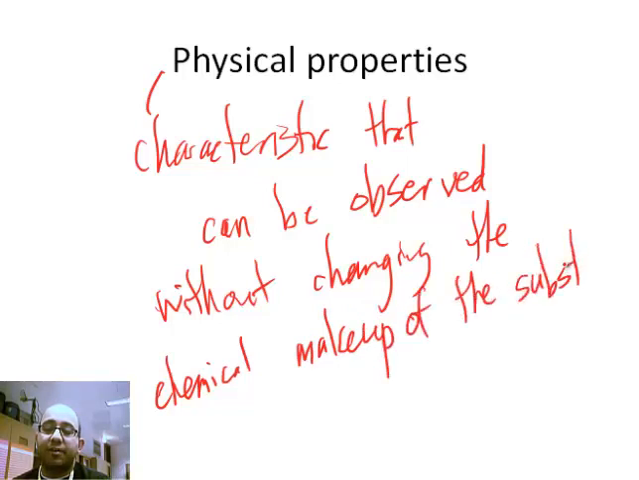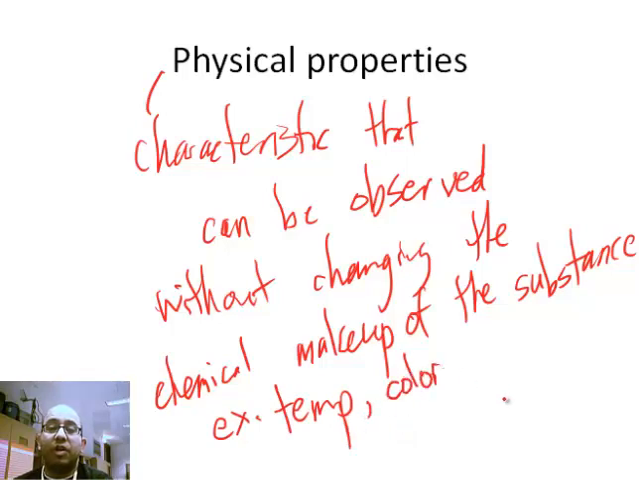So this means that when you observe it, it doesn't actually change itself. So for example, when you take the temperature of a substance, you're not changing what it is. If you observe its color, you are not changing what it is. And if you are measuring its density, its mass, and its volume, to weigh something doesn't change what a substance is, and to find its volume doesn't change the substance either. So these are just three examples of physical properties.